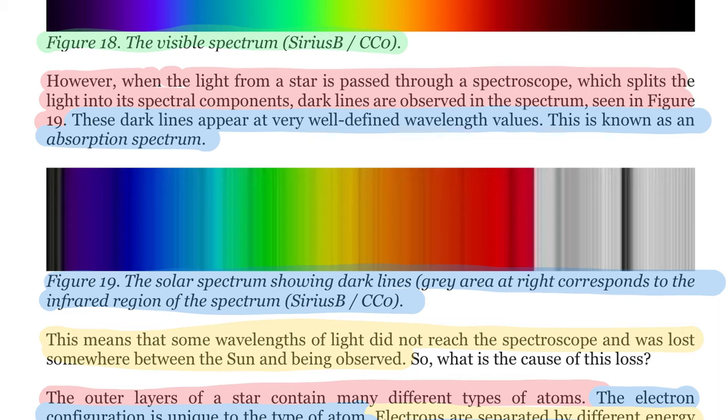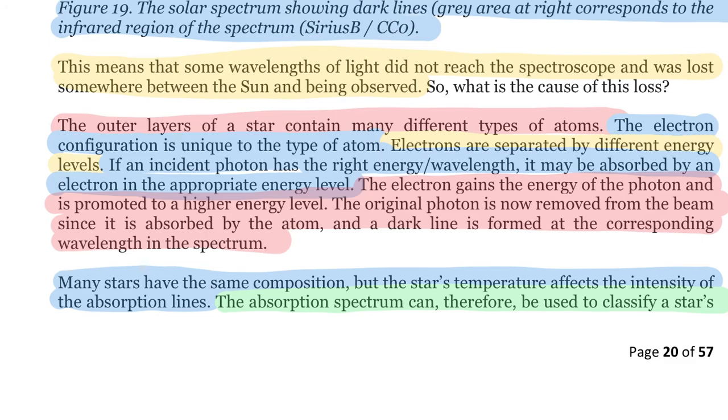And so what it means is that some wavelengths of light did not reach the spectroscope and were lost somewhere between the sun or the star and being observed. Now, what has caused this loss? So the outer layers of a star contain many different types of atoms. The electron configuration is unique in each type of atom. Electrons are separated by different energy levels.